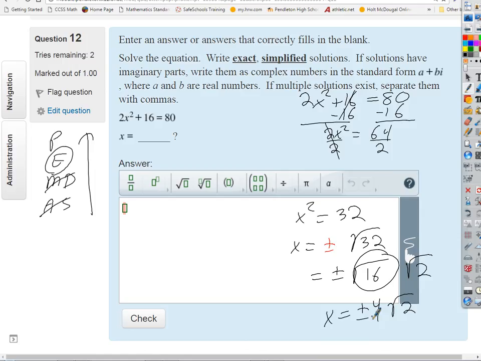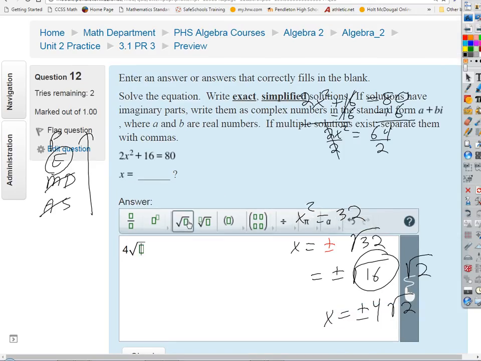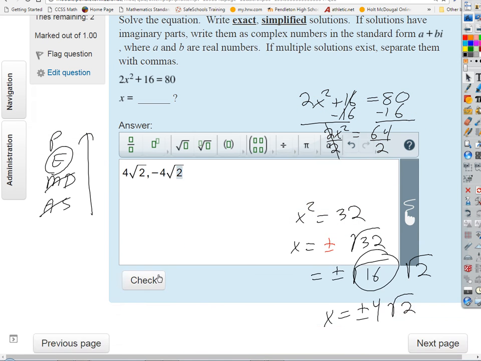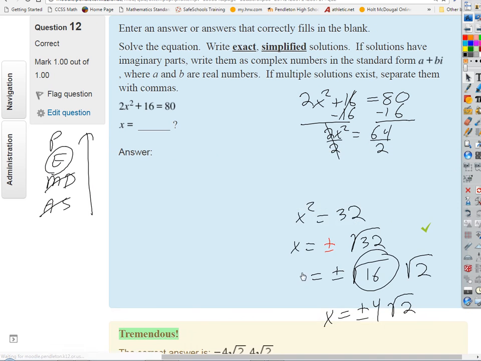Okay, and so that's what we'd enter. It says to separate your answers with a comma. So we do 4 radical 2, comma, negative 4 radical 2. Okay?